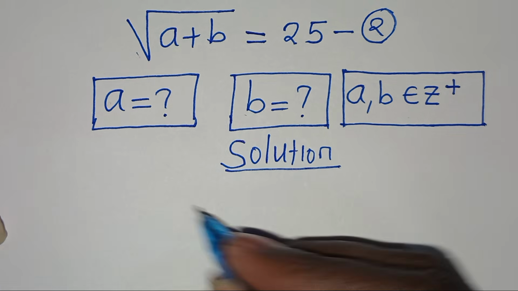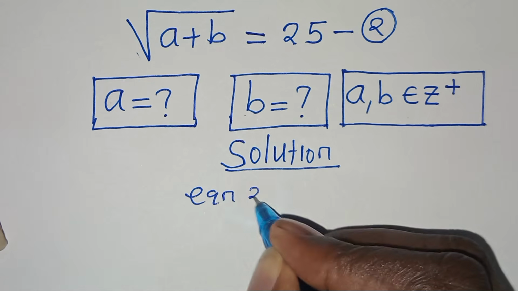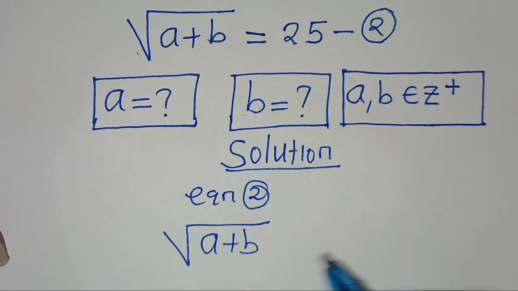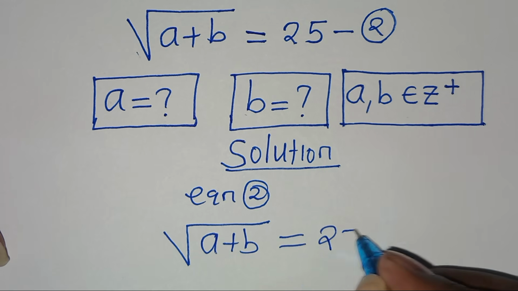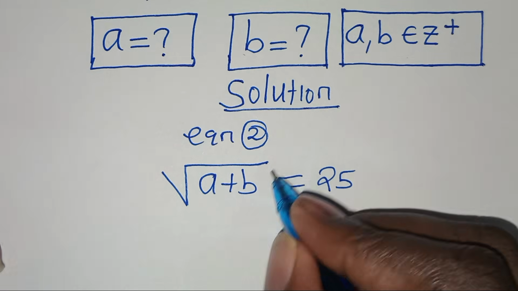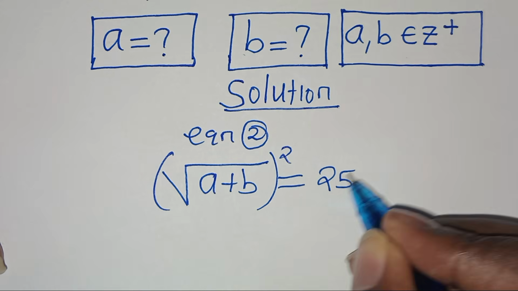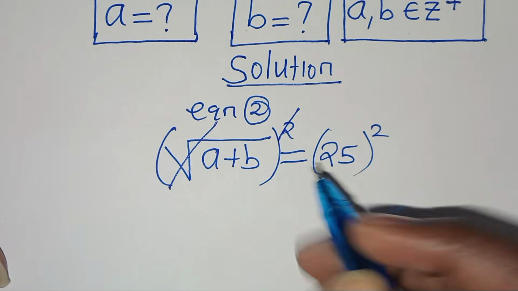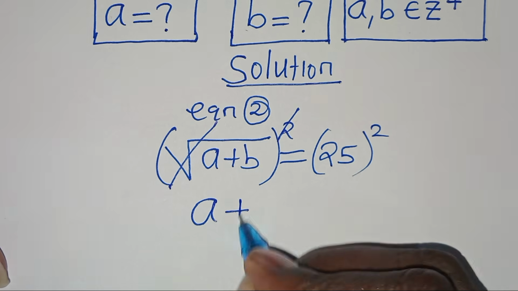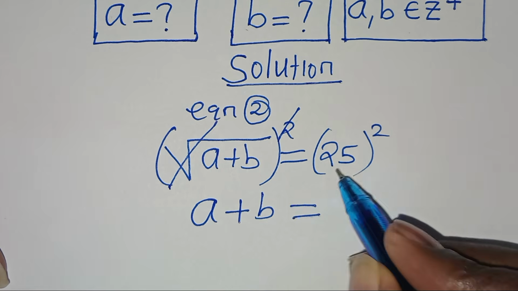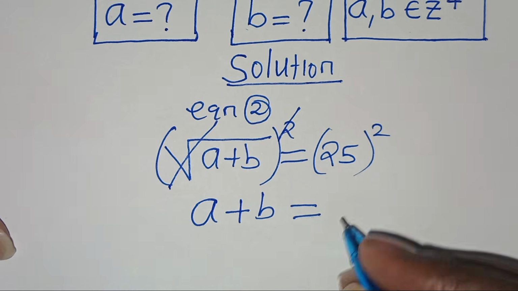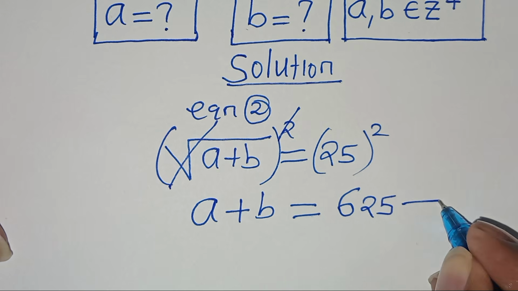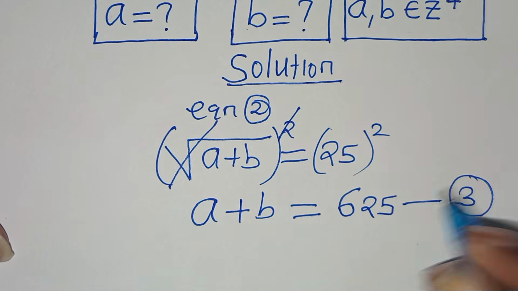Now, from equation 2, which is the square root of a plus b, this is equal to 25. So let's square both sides, so that we eliminate the square root sign, and we have a plus b equal to 25 squared, and this is equal to 625. Let's call this equation 3.